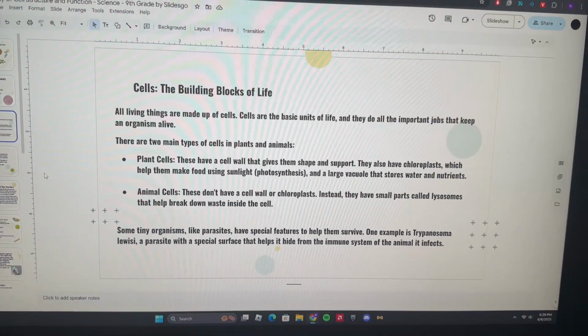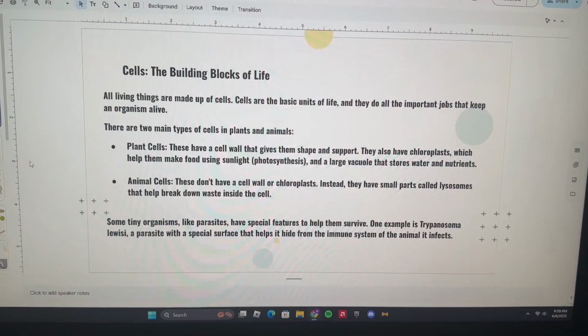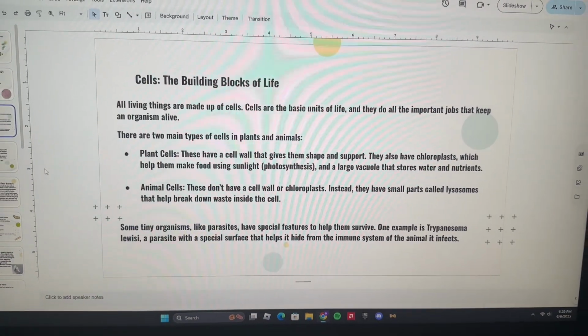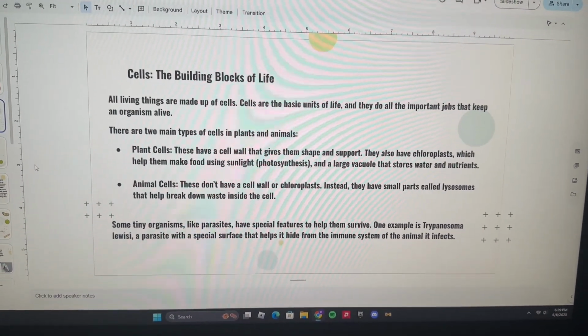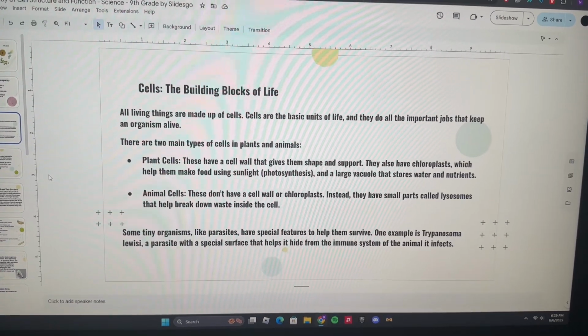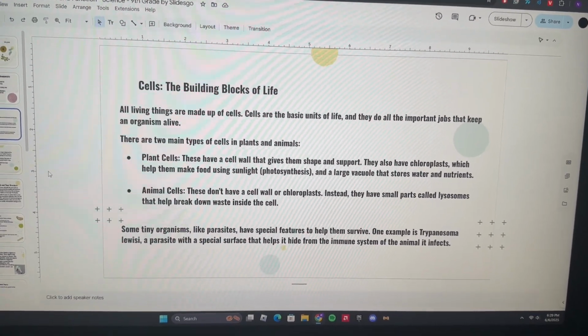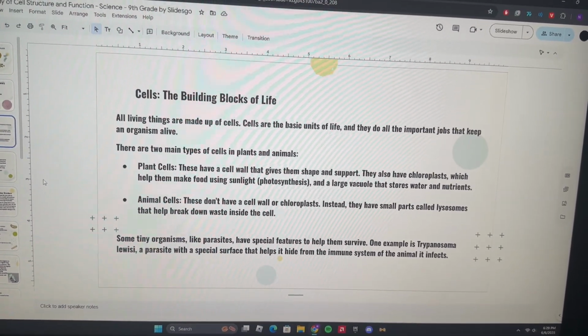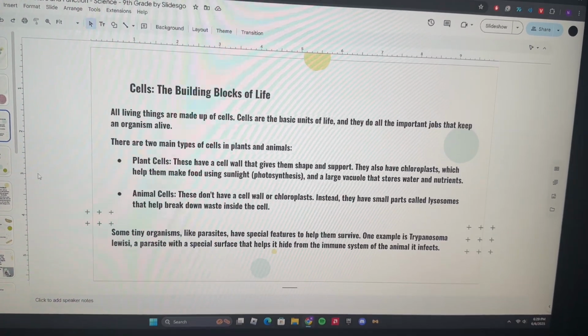Slide 2 talks about what cells even are. All living things are made up of cells. Cells are the basic unit of life. They all do important jobs to keep the organisms alive. The 2 different types of cells are plants and animals.